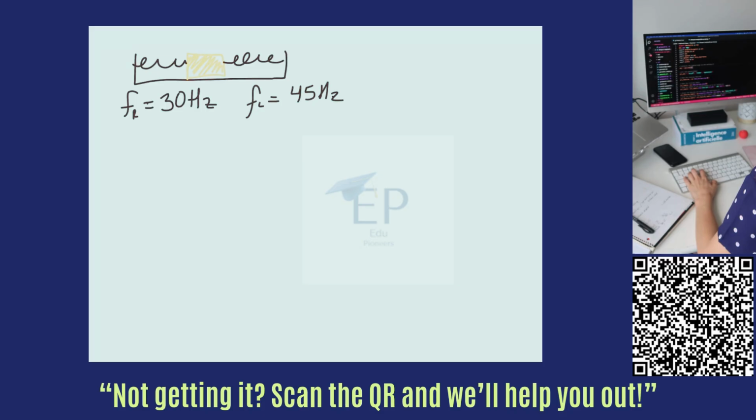For this problem, you're given a situation where there's a block attached to two separate springs that allow it to oscillate across the floor. And you're told that when the left spring is not there, the frequency of the right spring is 30 hertz. And when the right spring is not there, the frequency of the oscillation for the left spring is 45 hertz. And you're trying to figure out what is the frequency when both the springs are attached.